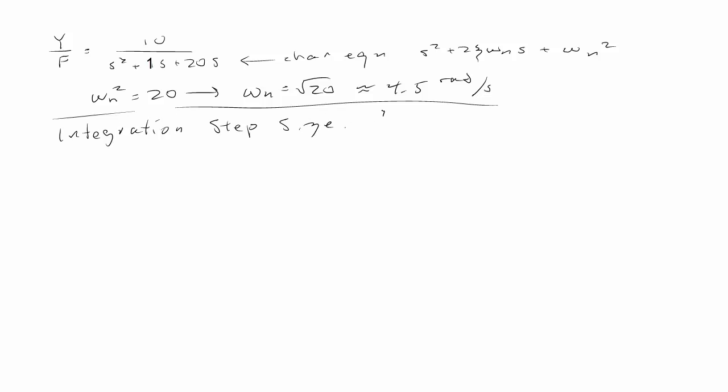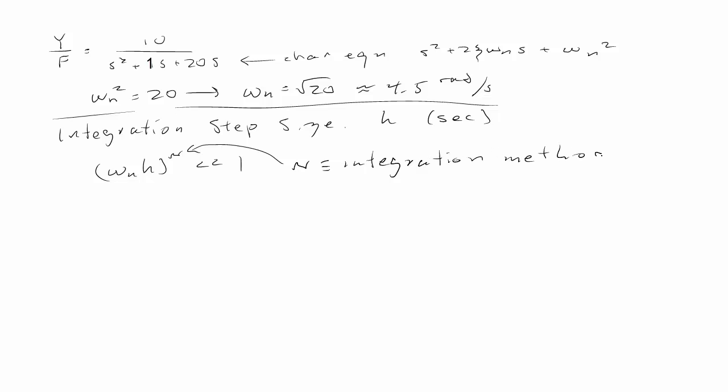Now what I'm going to show here is just a really rough cut at it, assuming a fixed time step integration method. And our time step I'll just denote as h in seconds. So here's the rule. Again, very rough. But omega n times h raised to the capital N, where capital N is the integration order for the method that you choose. Now what we're going to do is use a third order method. And so based on knowing that, we can actually get a rough cut of what h should be.